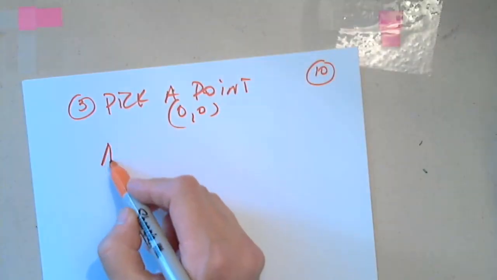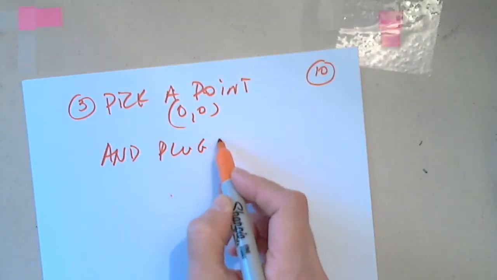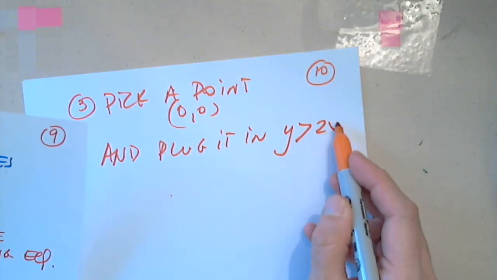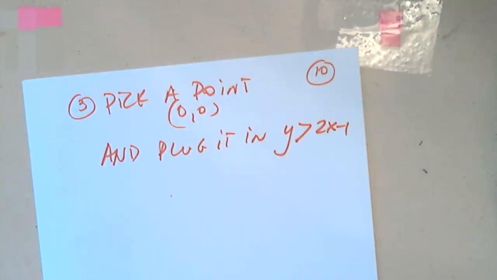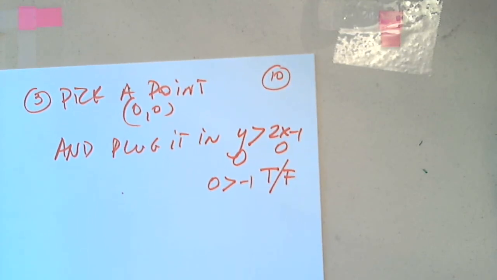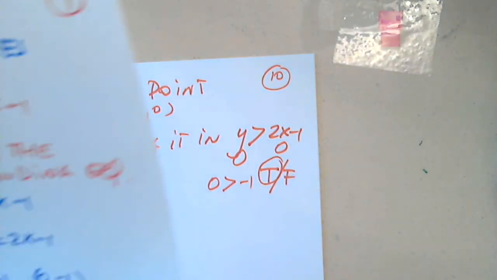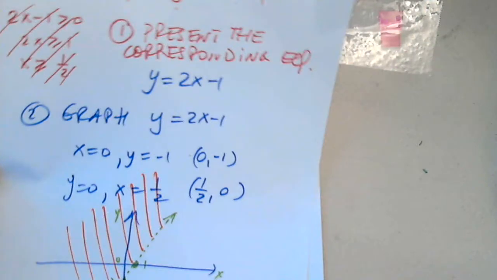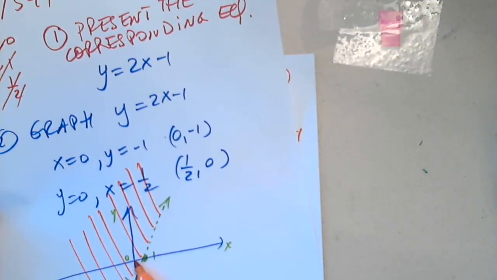and plug it in the inequality. y greater than 2x minus 1. Okay, 0, 0. 0 greater than negative 1. Is this true or is it false? It's true. It is true. Therefore, I go back and I shade in all the region where that point is coming from.